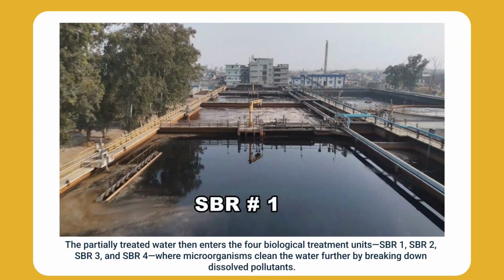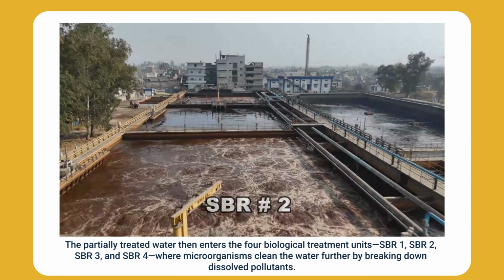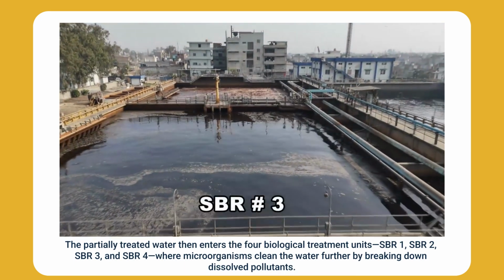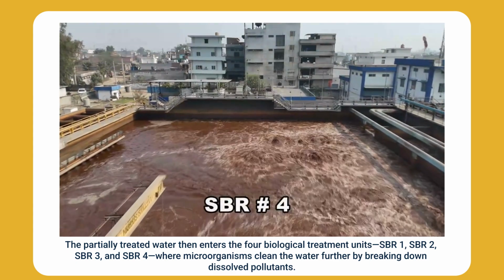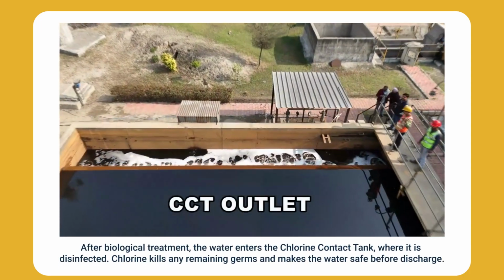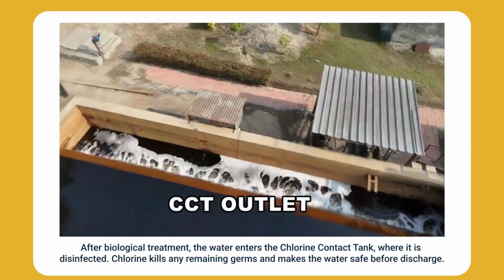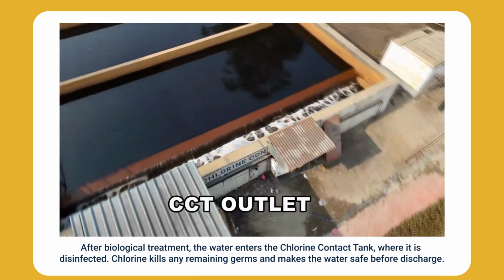The partially treated water then enters the 4 biological treatment units, SBR1, SBR2, SBR3, and SBR4, where microorganisms clean the water further by breaking down dissolved pollutants. After biological treatment, the water enters the chlorine contact tank, where it is disinfected. Chlorine kills any remaining germs and makes the water safe before discharge.